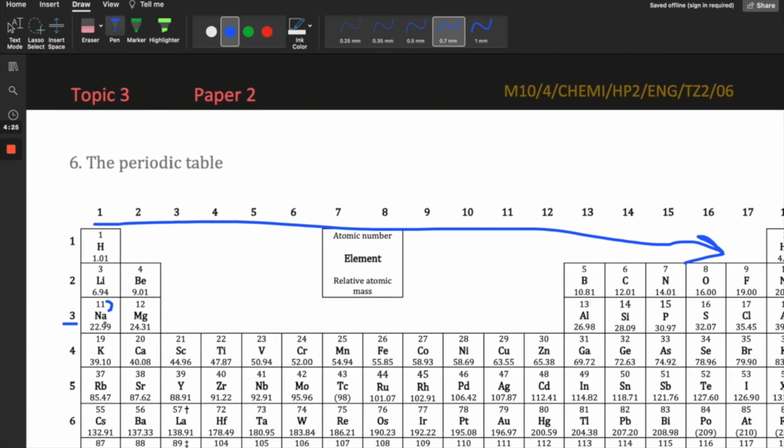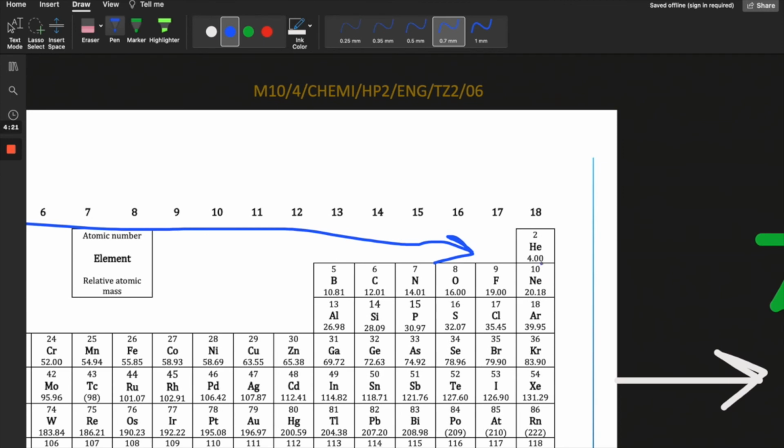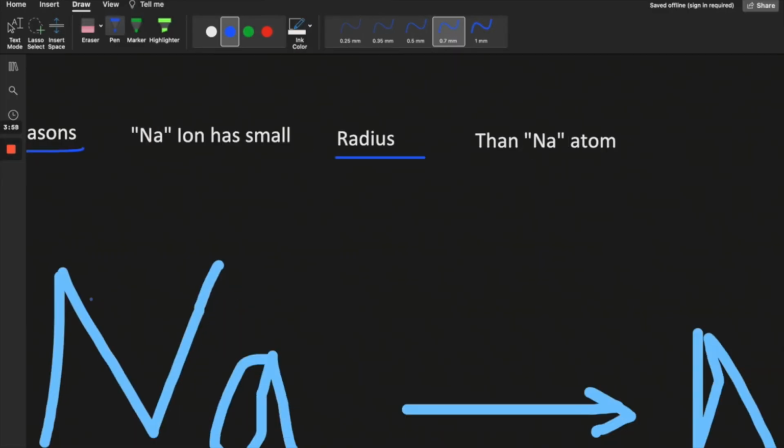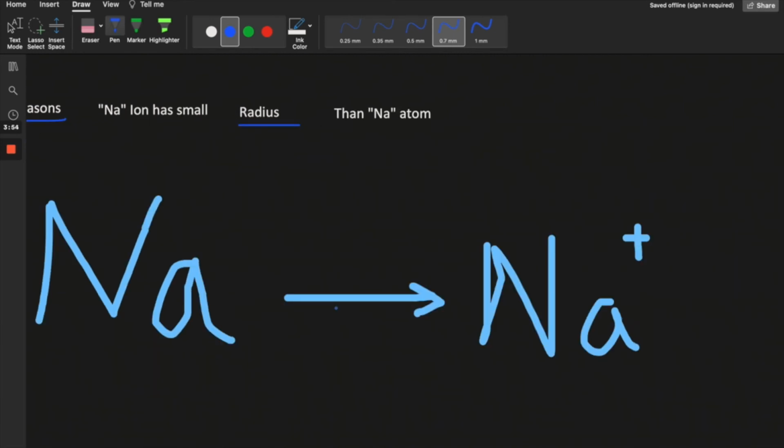Sodium will want to lose 1 electron to become like neon. It wants to have 10 electrons. And neon is in period 2, so it means it has 2 energy levels. So if sodium loses 1 electron, it will go from having 3 energy levels to 2 energy levels. First of all, sodium, Na, its ion is going to be Na+ because it's losing 1 electron.